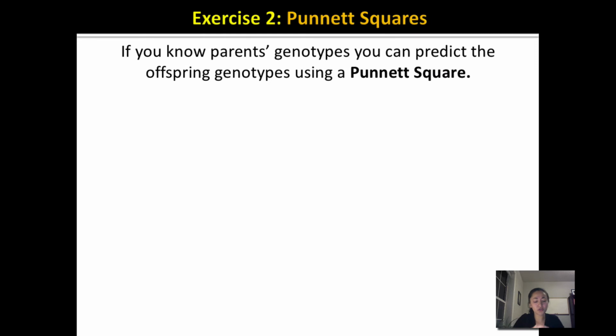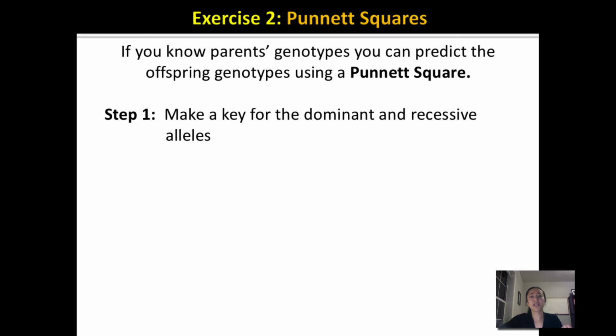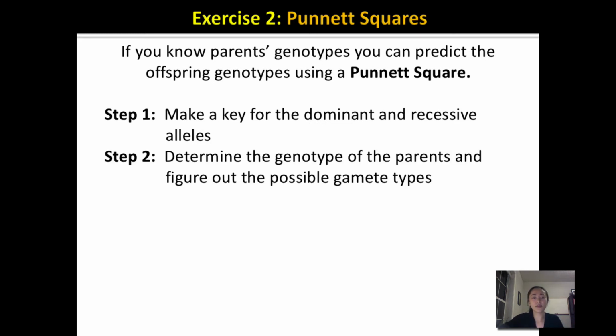So objective 2 says describe the phenotypic ratios among offspring in monohybrid crosses involving complete dominance. In order to do that, you have to know how to do a Punnett square. Some simple rules for solving any type of Punnett square are to follow these steps. First, make a key for the dominant and recessive allele. What does each letter equal?